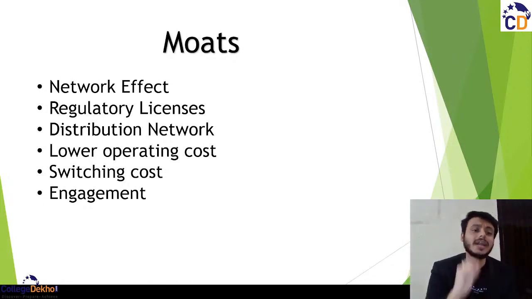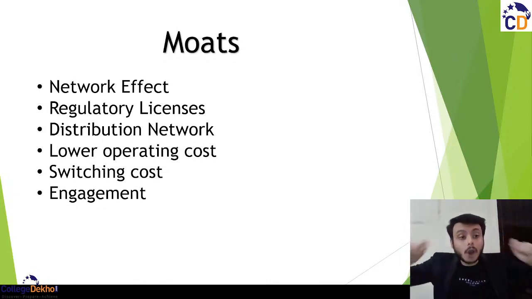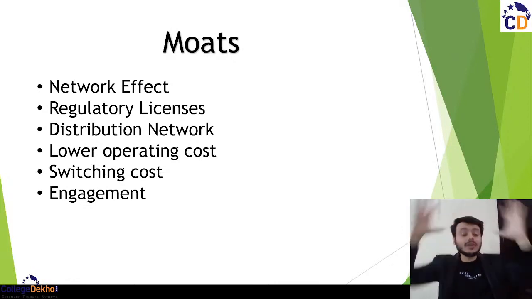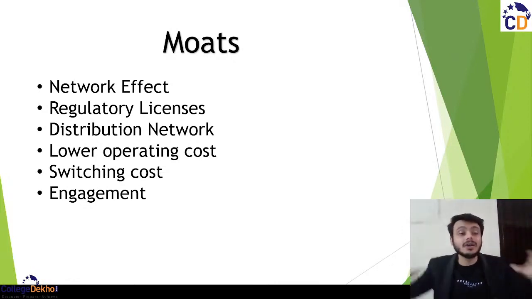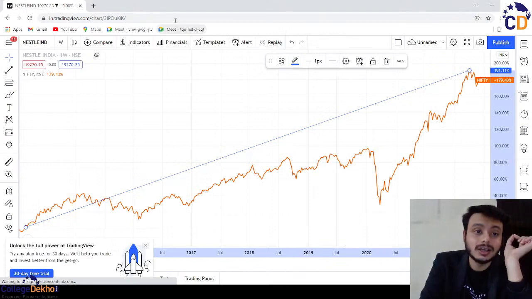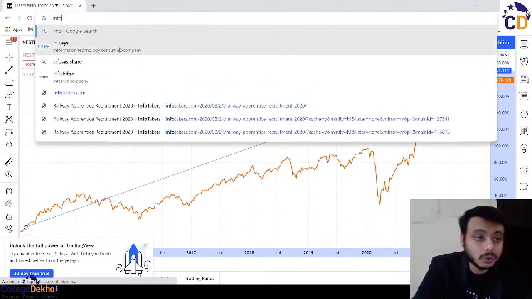And the last one is the network effect. How large you can create your network. How many people can get to know your brand. How many people cannot live without your brand. Within your own one company, how many brands you have. How many sub-brands you have. And the classic example of this company is InfoEdge. You might not know about InfoEdge. So let's go to the InfoEdge.